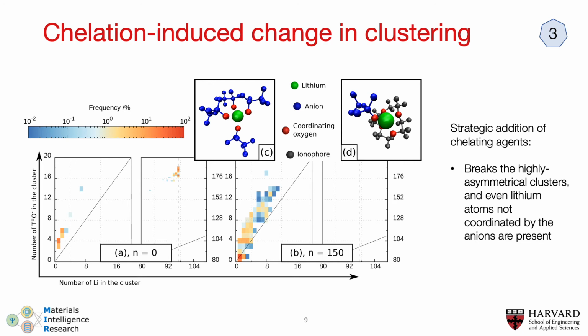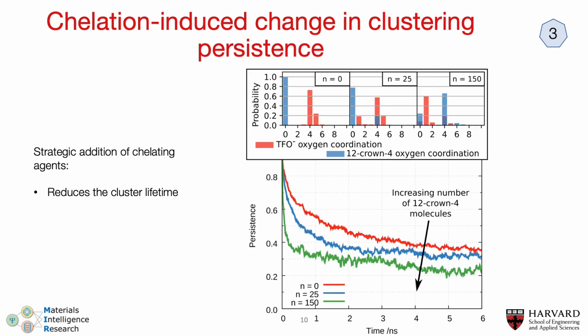The first one is the clusters in general are closer to the oblique line, indicating that there are more neutral clusters in the system. The second observation is that there are clusters, as opposed to the system with no ionophores, that are actually lithium only. They are not containing any anions. Therefore, the cluster population was quite severely affected by the addition of ionophores, and the ionophores were capable of structurally decoupling the lithium from the anion.